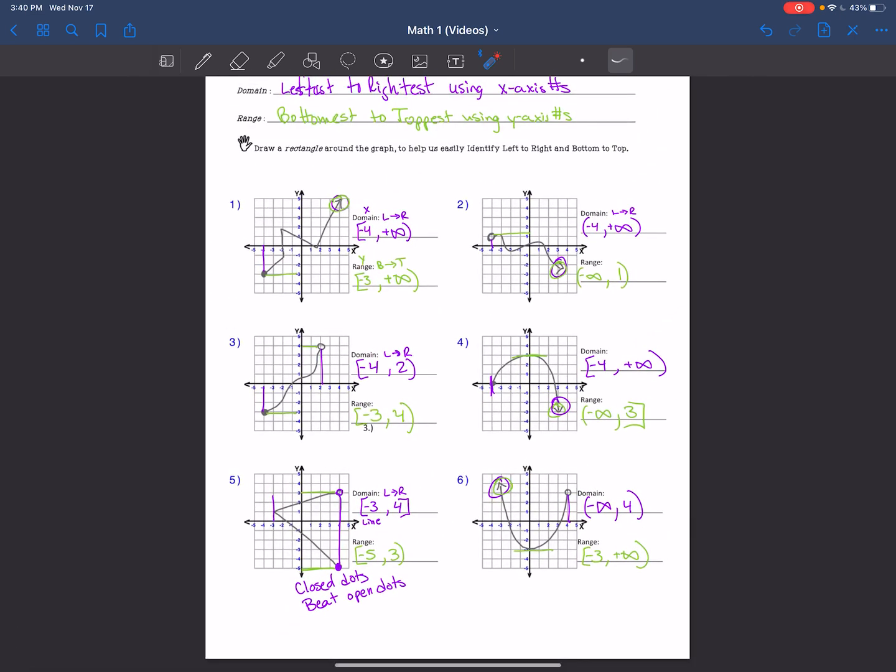All right, so I want you guys to do your homework. It's the exact same thing, but it's saying domain and range. So remember, domain is left to right, range is bottom to top.